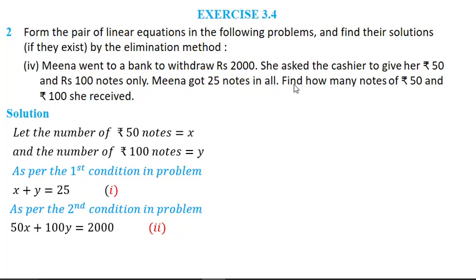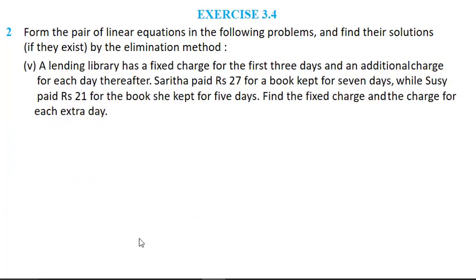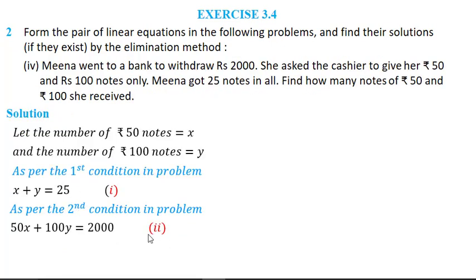If she asks the cashier to give rupees 50 and rupees 100 notes, this is my second condition. I have total 2000. In that 2000 we have x notes of rupee 50, so that means I have 50x, and y notes of rupee 100, so that means I have 100y, so 50x plus 100y is 2000. Now you have two equations you can solve.